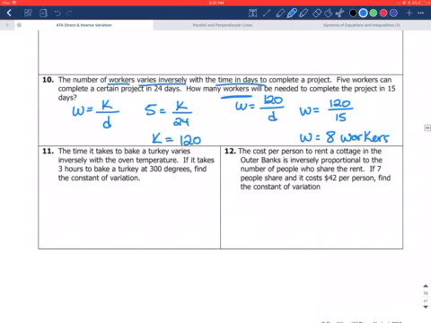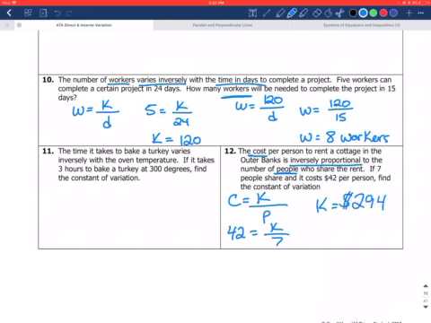Lastly, I'll do number 12 with you. The cost per person to rent a cottage in the Outer Banks is inversely proportional, or varies inversely, that means the exact same thing, to the number of people who share the rent. So in other words, the cost varies inversely with the people. So we're just asking for the constant of variation here. If 7 people share it and it costs $42 per person, we can multiply that out, and K would equal 294.